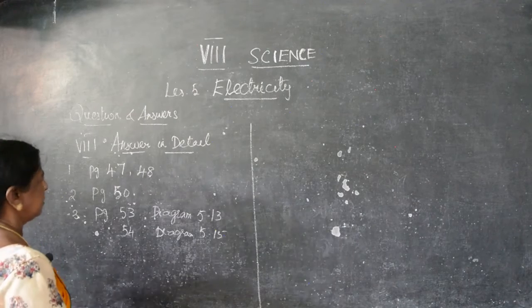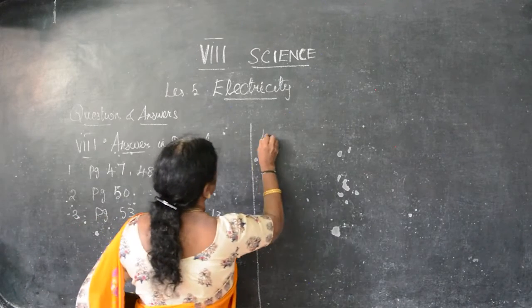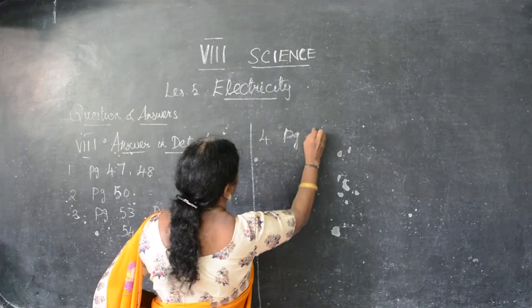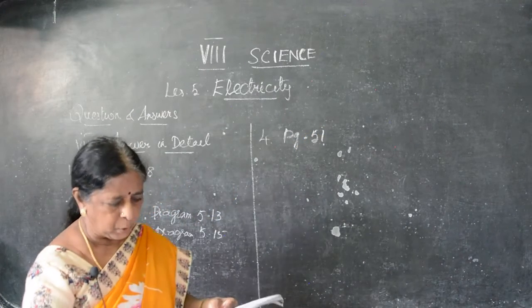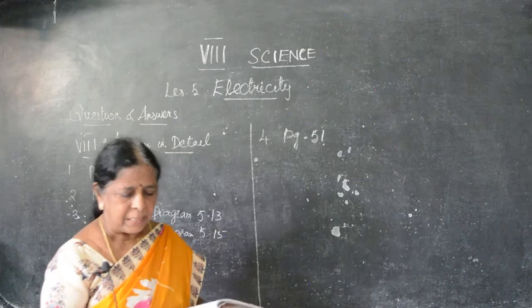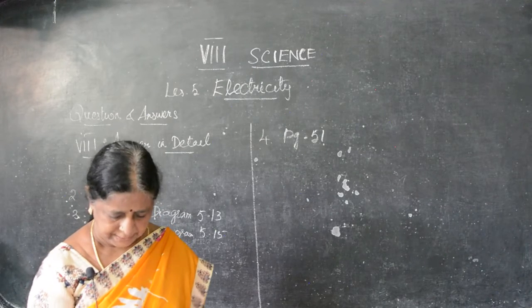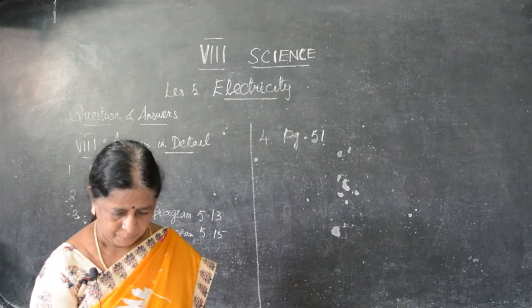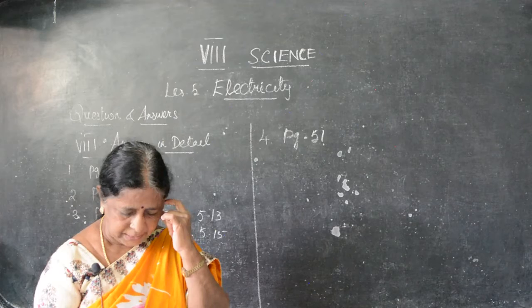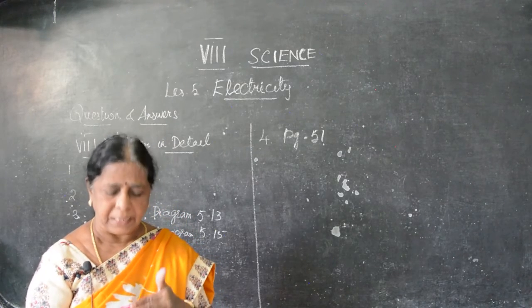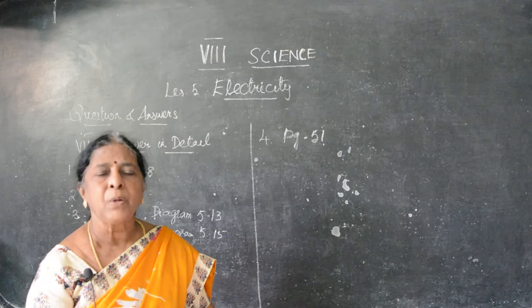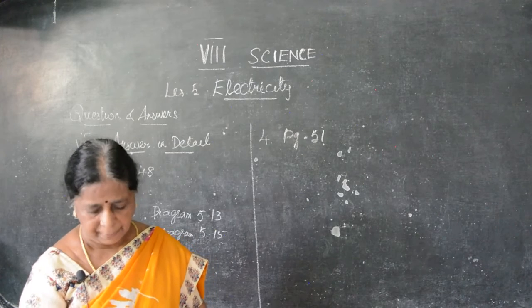Page number 51. Fourth answer, page number 51. Take down now page number 51. Lightning and thunder, 5.6. Under the heading, second paragraph, next to activity 4, first paragraph. And we have to open the brackets in the second paragraph.